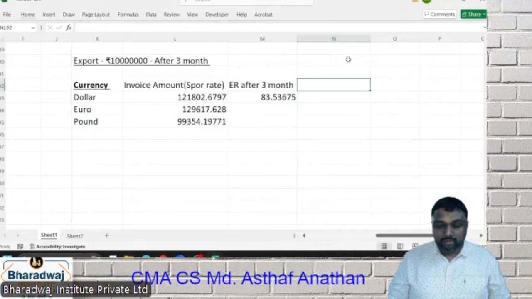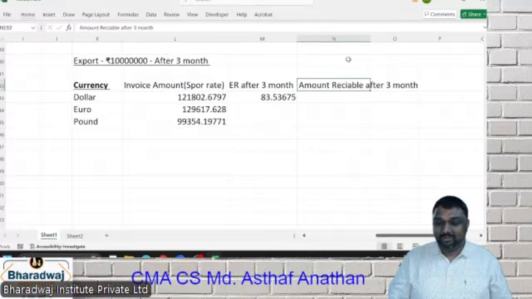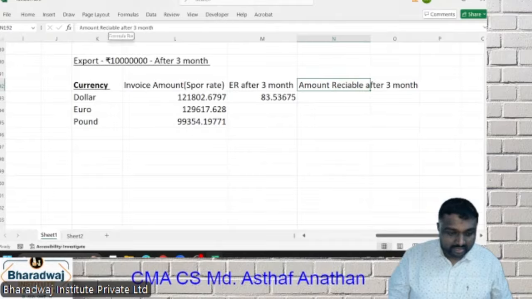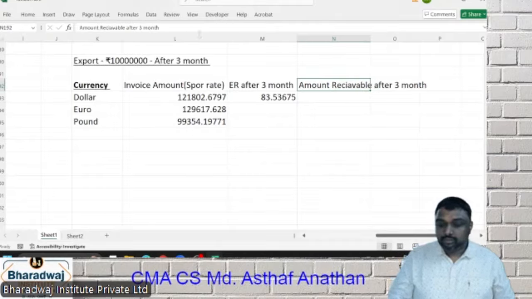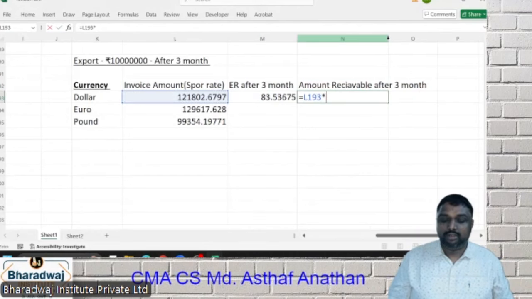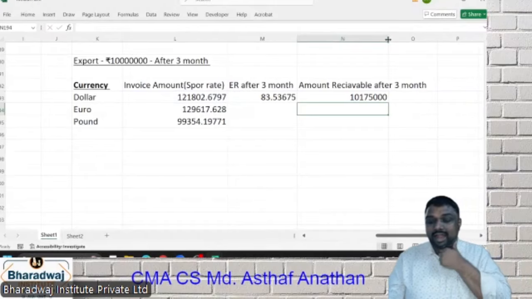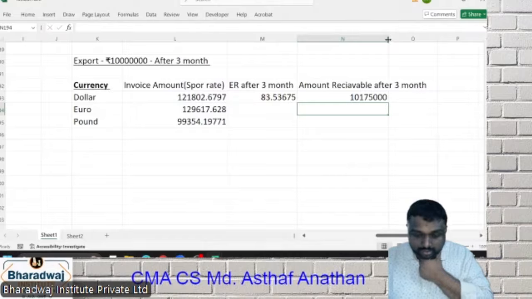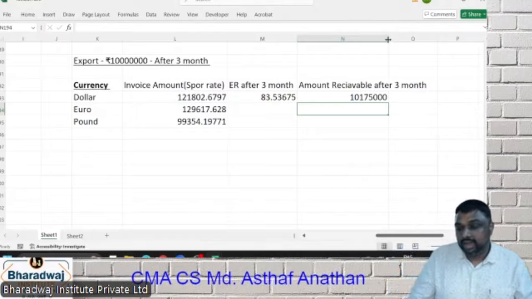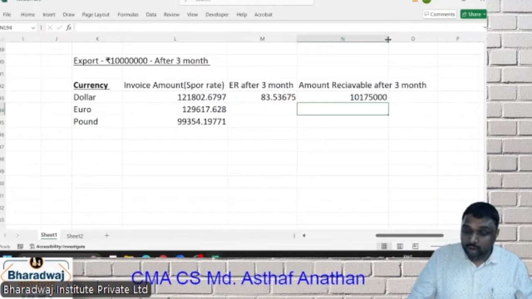Now, what will be the amount receivable? Amount receivable after 3 months. See, your invoice amount is in dollar, and the exchange rate is also dollar after 3 months. So you got 1 crore, 1 lakh 75,000. 1 crore, 1 lakh. This is the option route.